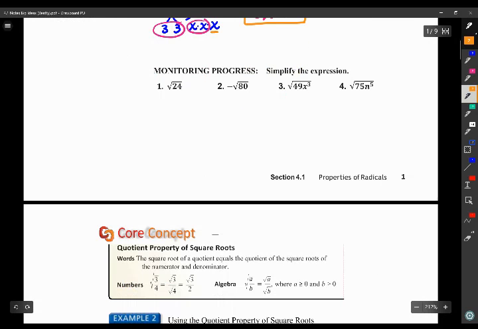So as we look at monitoring progress, I would pause the video right now and see if you can do the next 4 problems. And then once you've tried it, go ahead and turn it back on and see what the answers are.